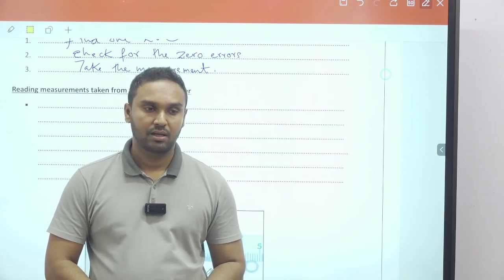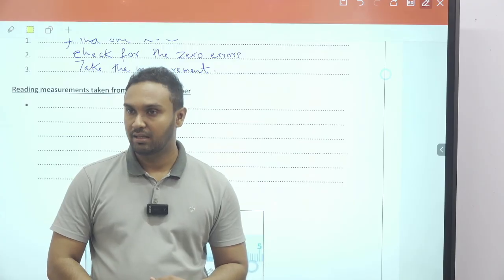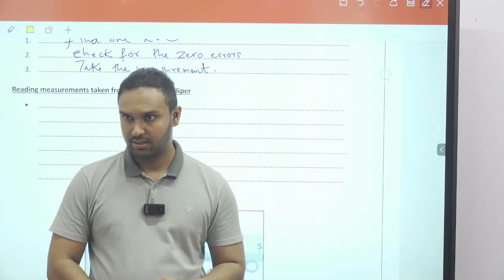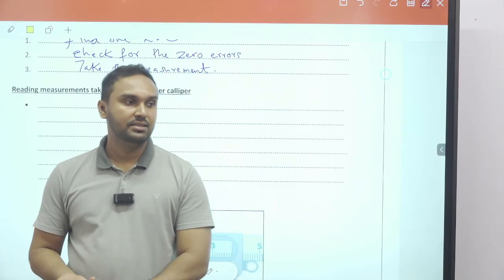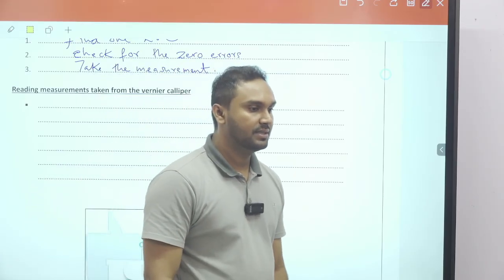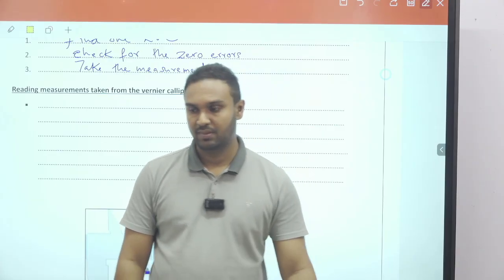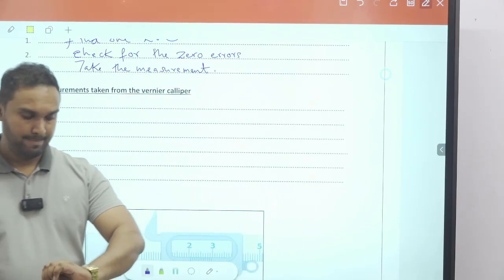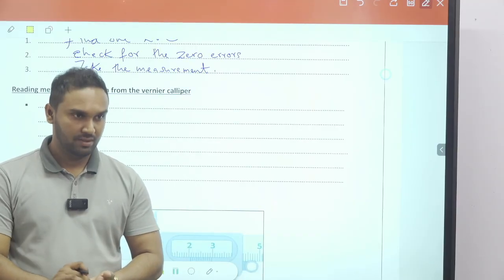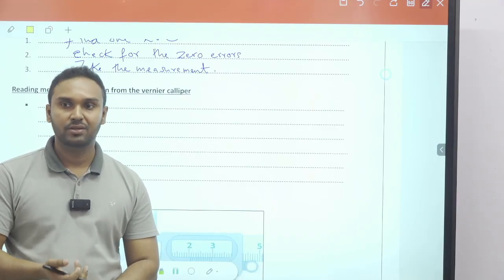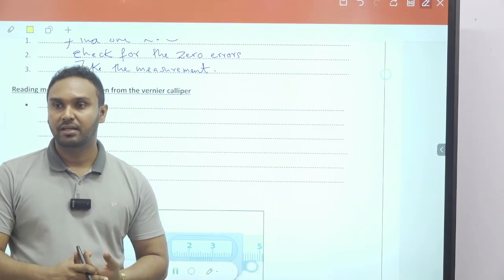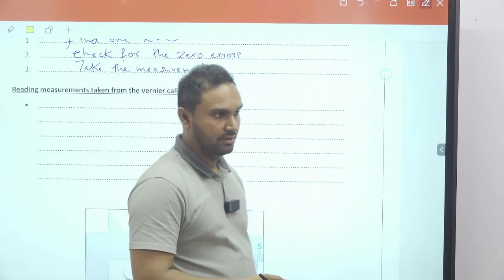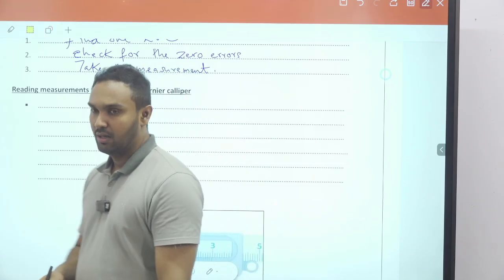And finally, if there is any zero error, you have to do the correction. If there is any zero error, do the corrections. So you know the corrections, right? If it is a negative zero error, positive correction; positive zero error, negative correction. That's all.